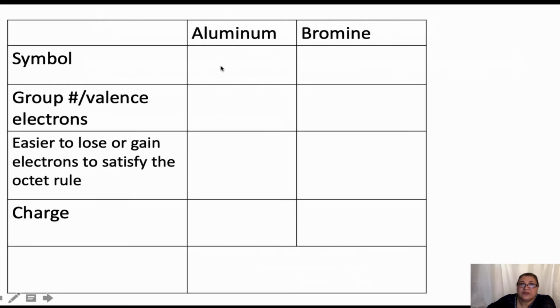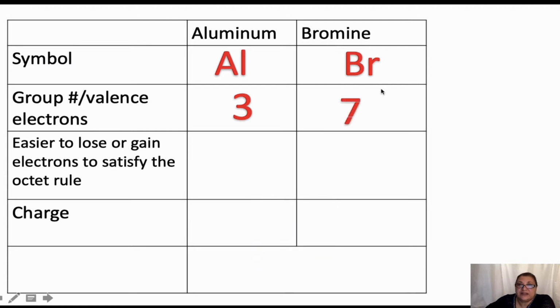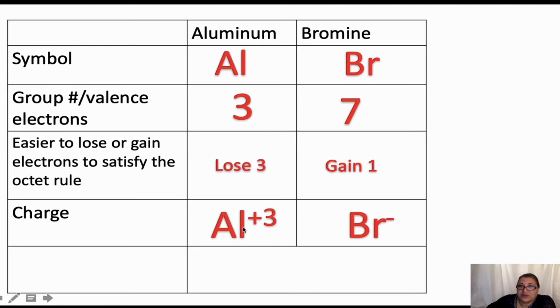Another practice problem was aluminum and bromine. Aluminum is Al, bromine is Br. Aluminum is in 3A, so it has 3 valence electrons. And bromine is in 7A, so it has 7 valence electrons. It's easier to lose this 3 than gain 5 electrons to get to 8. So it loses 3. Bromine is easier to gain 1 than lose all 7. So when you lose 3, it becomes positive 3. When you gain 1, negative. And then we do the crisscross. It takes 3 bromines for every 1 aluminum.